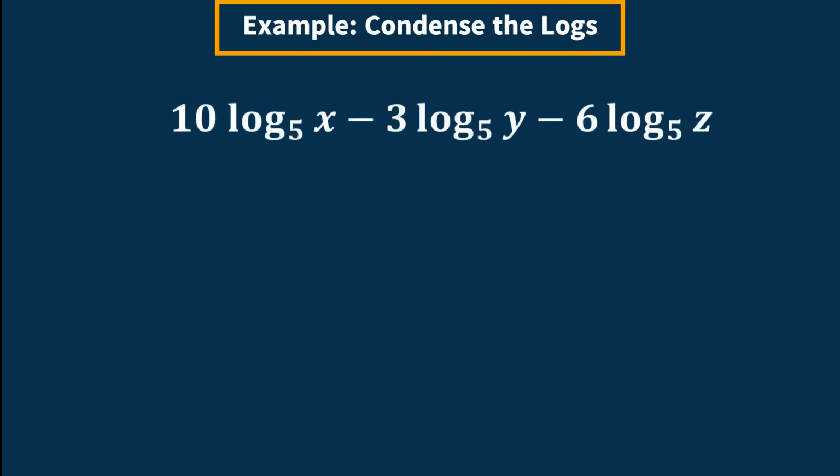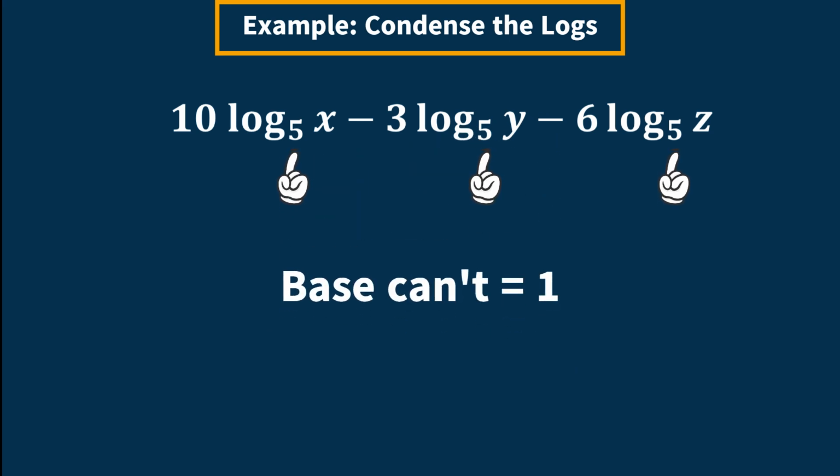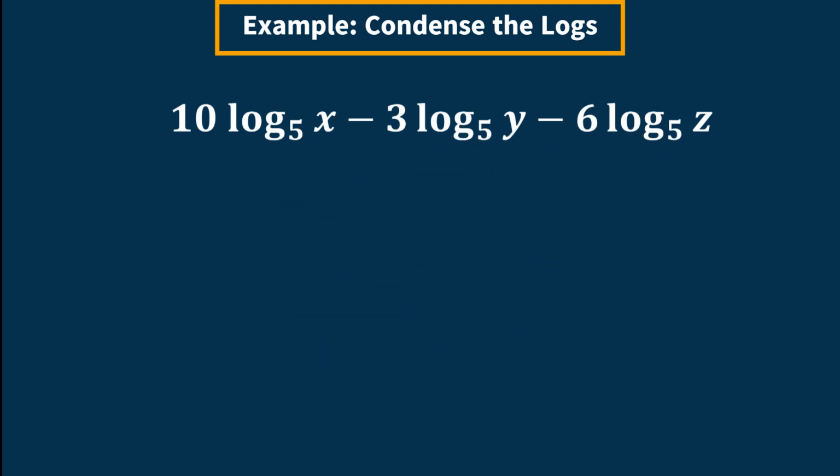Example, condense the logs. We are given 10 log base 5 of x minus 3 log base 5 of y minus 6 log base 5 of z. The bases here are equal. The base is also not equal to 1. Since that is the case, we can apply the log rules.